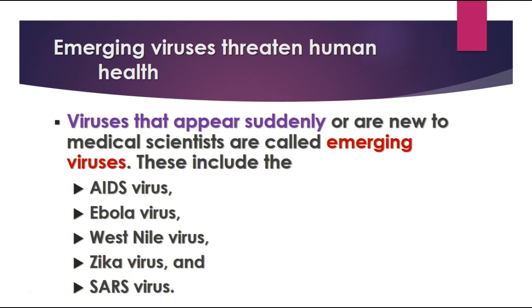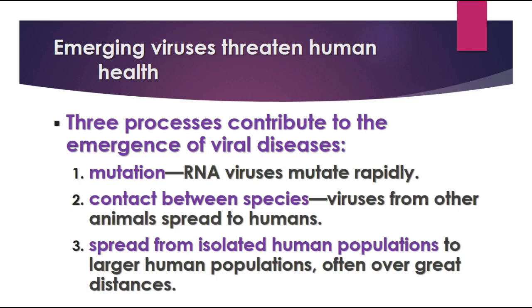Viruses that appear suddenly in populations or are new to physicians or medical scientists are called emerging viruses, and ones that we've heard a lot of in the last 30 or 40 years are the AIDS virus, which is called HIV, the Ebola virus, West Nile, Zika virus, and SARS virus. So lots of different things that come from various sources.